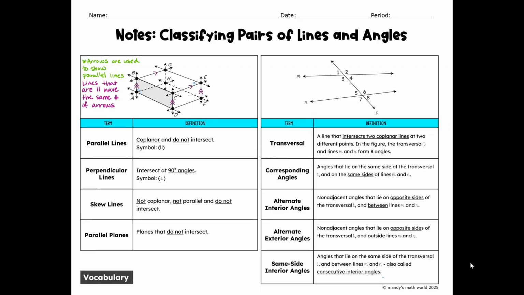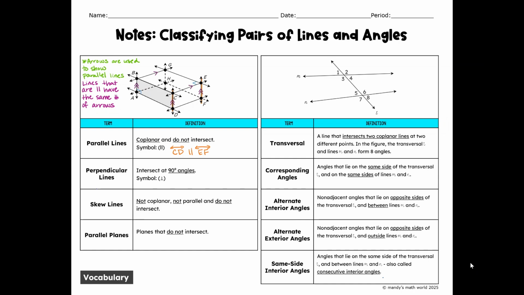Parallel lines are coplanar and do not intersect. The symbol looks like two L's next to each other. So line CD and line EF are parallel to each other. So I would read what I wrote with symbols: line CD is parallel to line EF. So there's an example of parallel lines on this figure that we're given.